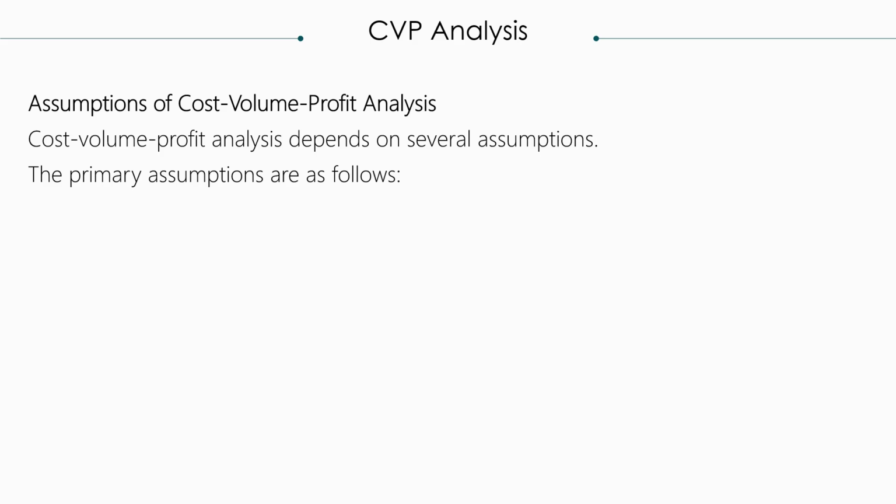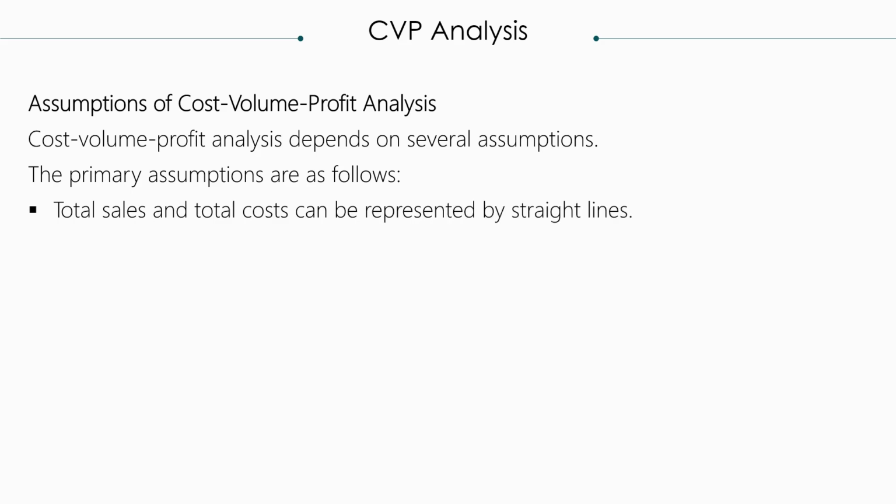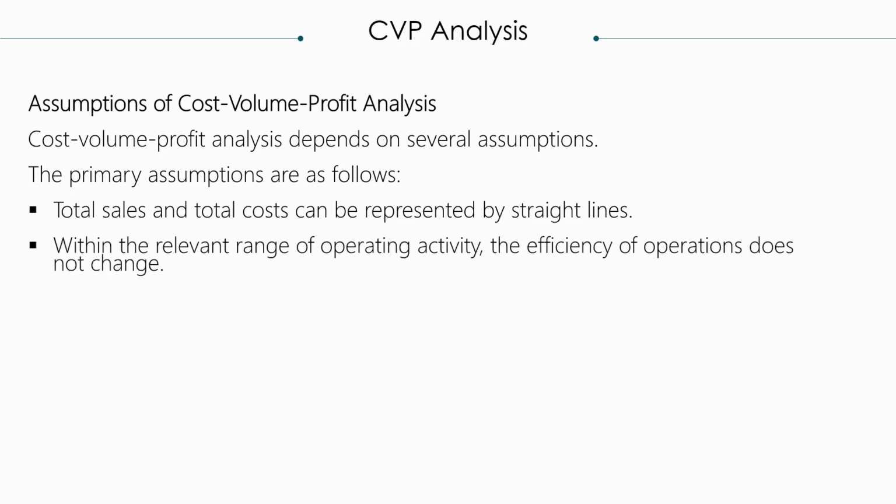The assumptions of cost volume profit analysis. In this analysis, it depends on several assumptions. The primary assumptions are as follows. Total sales and total costs can be represented by a straight line, so it's linear. It is within the relevant range, and operating activity and efficiency of operation do not change.